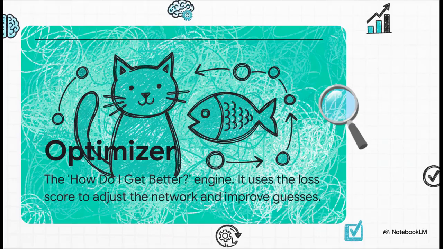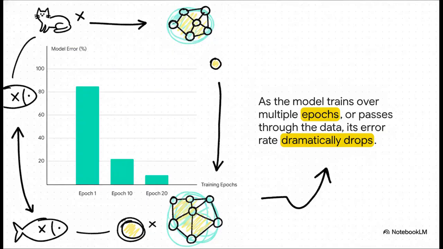Right, so if the loss function is the teacher that says, hey, you got that wrong, the optimizer is the study guide that shows the model how to get better. It takes that error score, and using some really clever math, it makes thousands of tiny little adjustments to the connections inside the network. Each little tweak is perfectly designed to just nudge the next guess a little bit closer to the right answer. And when you put it all together, the guessing, the checking, the adjusting, and you do that over one full pass of the entire dataset, which we call an epoch, something incredible starts to happen.